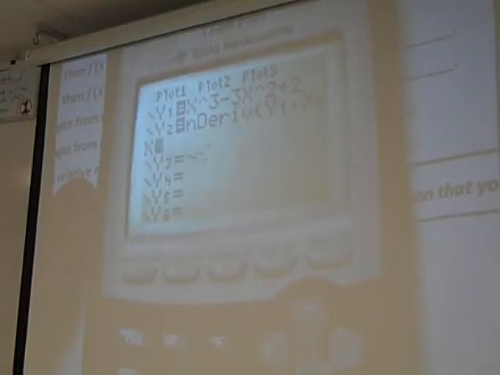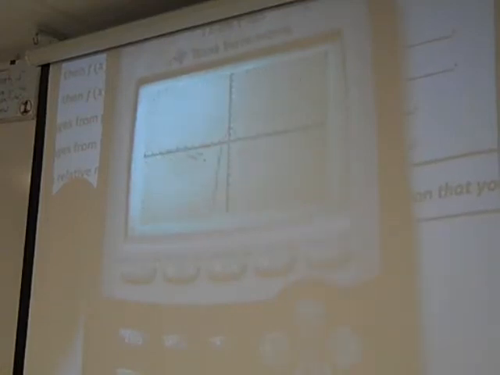Then you tell it to take a derivative with respect to x. Right now that sounds like gobbledygook. Just have faith. That's what you type in. nDeriv y1 comma x, hit enter. Here comes y1. And slowly, oh so slowly, because your calculator's doing a lot of heavy lifting here, that's the graph of the first derivative.